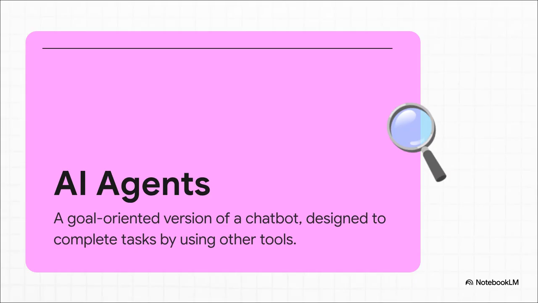And just to give you a quick peek at where this is all going, an AI agent takes this even further. It's not just a chatbot that can answer questions. It's a system you give a goal to, like plan my trip to Tokyo, and it figures out which tools it needs to use, like searching the web or booking a flight, to actually make it happen. It's really the pinnacle of all this tech.